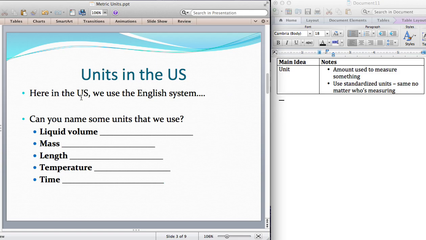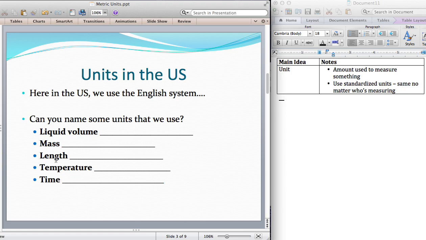Now in the US, we use a system of measurement called the English system. Right? So for volume, we use things like gallons or ounces or quarts. Mass or weight, we use pounds. Technically, mass in the English system is something called a slug. Who knew? Length, we use feet, miles, yards, inches. Temperature, degrees Fahrenheit, time, hours, minutes, seconds.